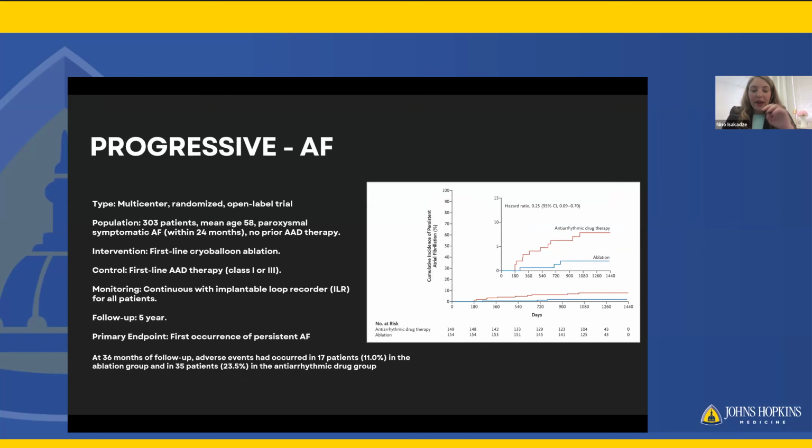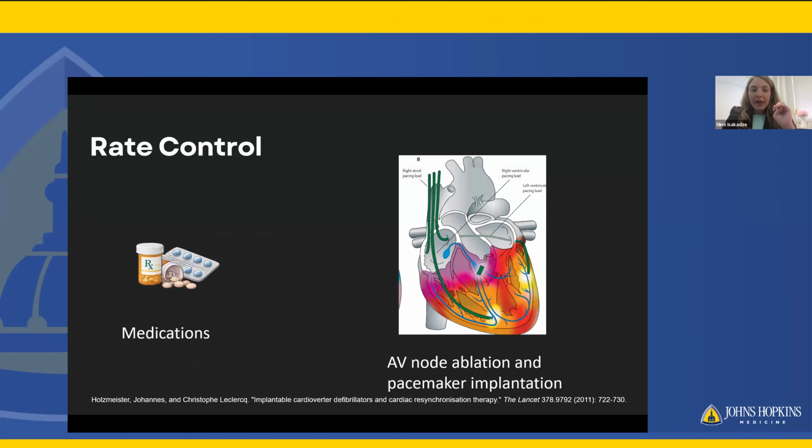And there were more side effects in the group that received medications. And then, last but not least, some people are not eligible for rhythm control, or restoring normal rhythm, for one reason or the other. So how we can control the heart rate is with medications.